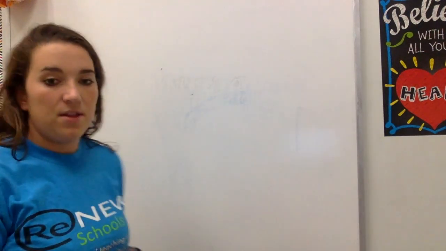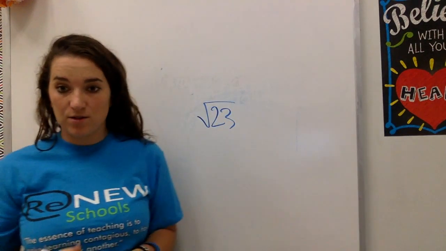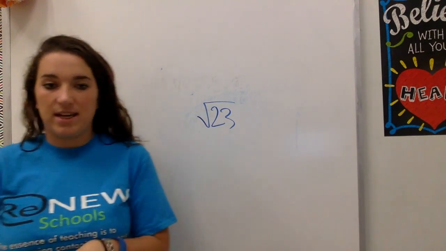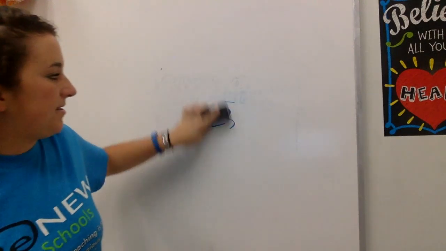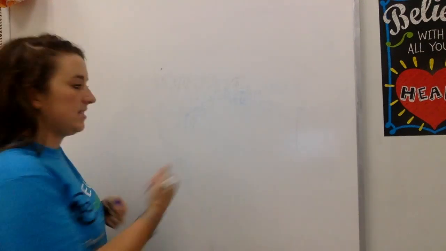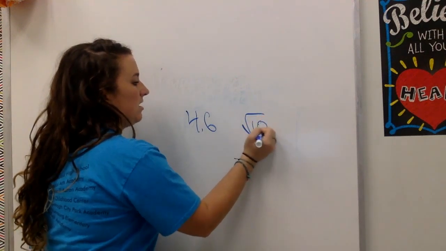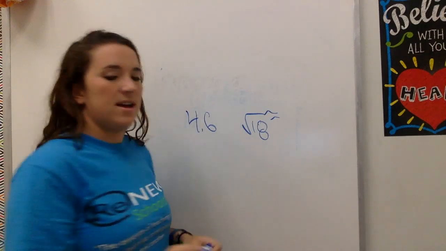At the bottom, you have some problems that you'll need to use your calculator for. You have the square root of 23. Is 23 a perfect square? No, it's not. So how can we do this? You'll have to use a calculator. Then at the very bottom, it says which is greater, 4 and 6/10, or the square root of 18. To do this, you'd also have to use a calculator to approximate what this is.